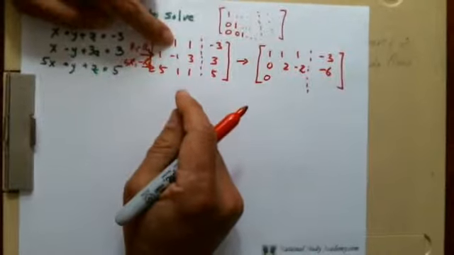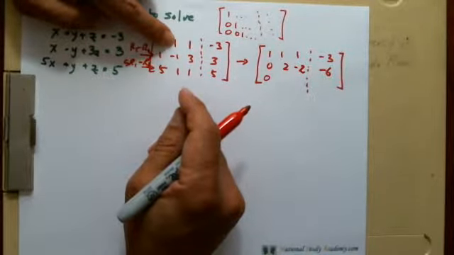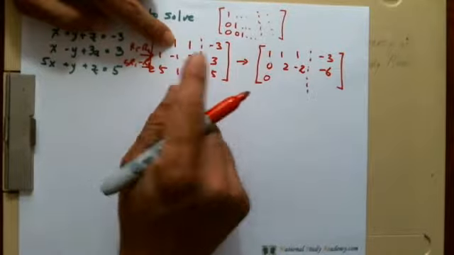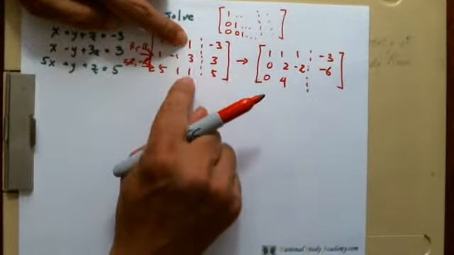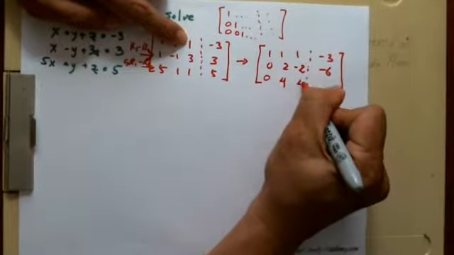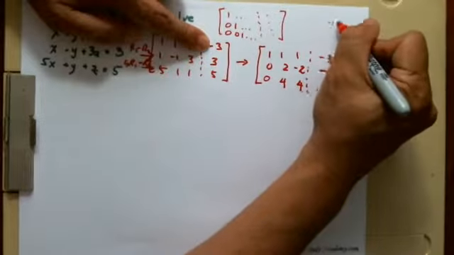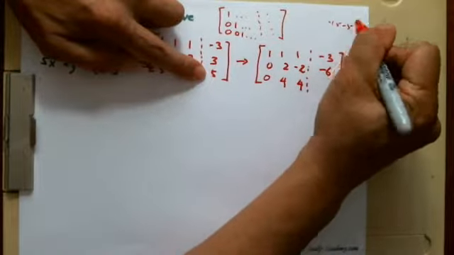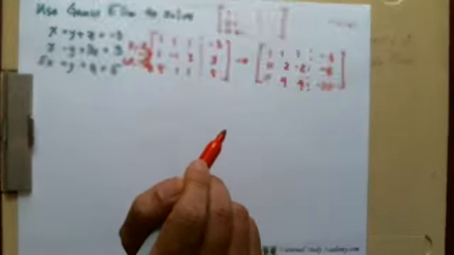Do it again. Take the second column, multiply by 5. 5 minus 1 is going to be 4. Multiply this by 5, you get 5. Minus 1 is going to be 4 again. Negative 3 multiplied by 5 is negative 15. Minus 5 is going to be negative 20 right there. Almost done.